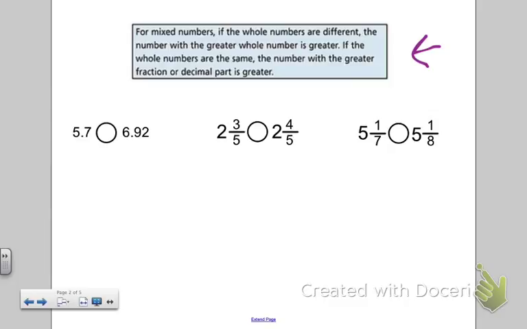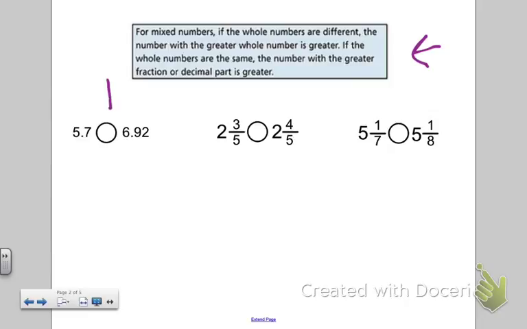If the whole numbers are different, the number with the greater whole number is greater. So focus on the whole numbers first. They might make it easy on you. However, if the whole numbers are the same, then you have to look at the fractions. The number with the greater fraction or decimal part would be greater.